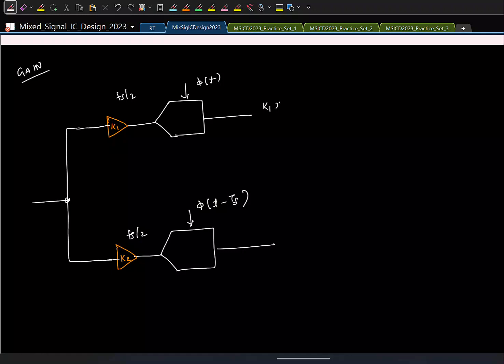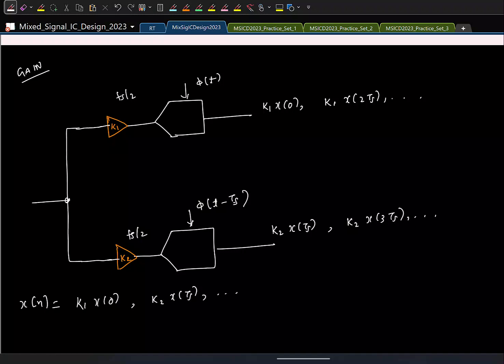I'll have k1 x of 0. Here it will be k1 x of 2ts and so on. Here I'll have k2 x of ts, k2 x of 3ts and so on. So if I stitch the final data, I'll get k1 x of 0, k2 x of ts and so on. So again, the idea is the same. We'll try to represent this in terms of the ideal samples I should have gotten. So how can I model this in terms of the ideal data?